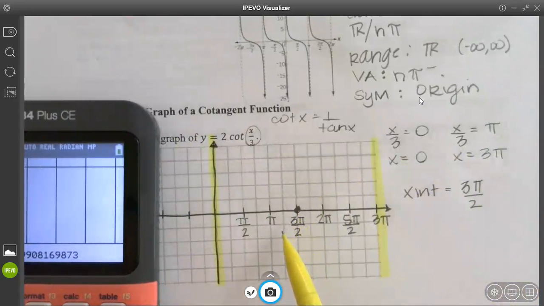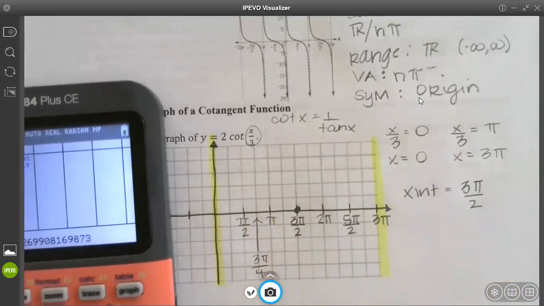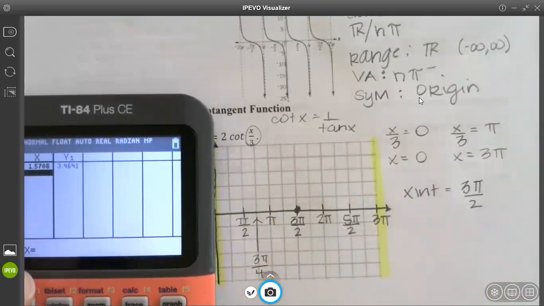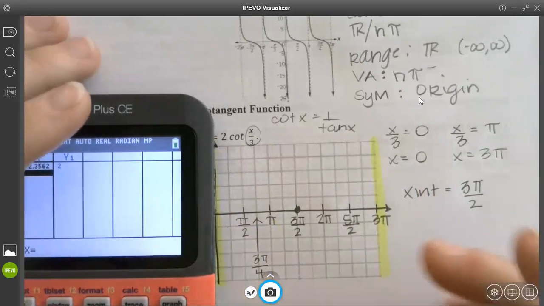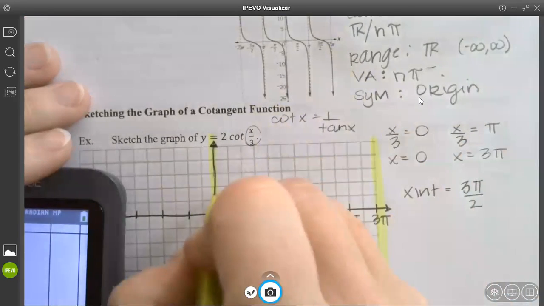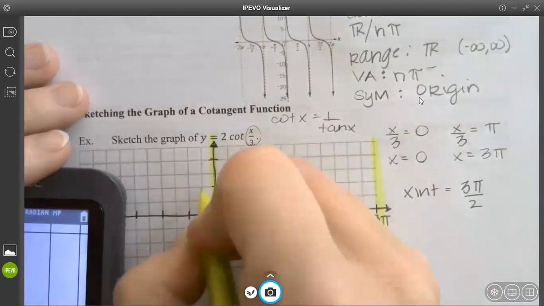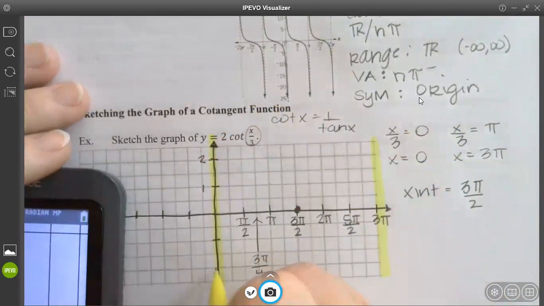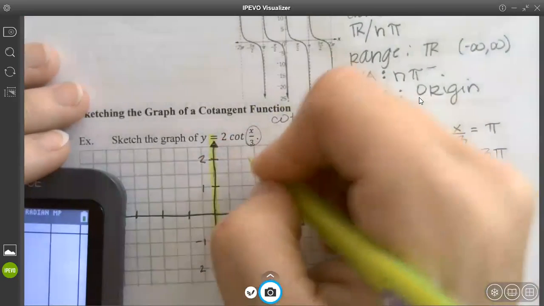Where would that be at? So you're saying right here, right? 1/4, 2/4, 3/4, 4/4. So let's try 3 pi/4. Calculator. 3 pi/4. What do we get? Why do we get 2? Perfect. We should get 1, but since the 2 is in front of it, we're going to get 2.